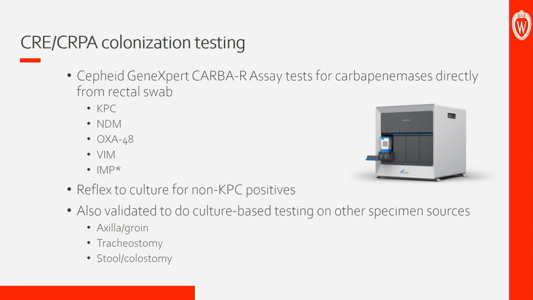So for colonization testing, for CRE and CRPA colonization testing, we generally use the Cepheid GeneXpert CARB-R assay tests. These are tests for carbapenemases directly from a rectal swab. Enterobacterales is a genus that is often just normal flora living happily in our human gut. They're good organisms to have around in general. It's only when they escape our gut that they become a huge problem. So these are like Klebsiella, Enterobacter, even E. coli. And so it tests for these 5 carbapenemases directly from the rectal swab.